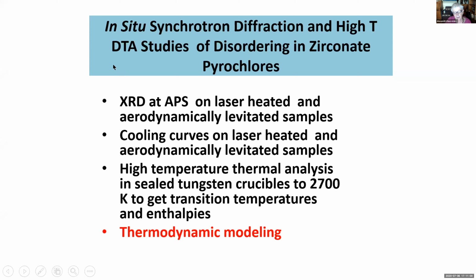And all of these things benefit from first principles modeling of the energetics. I should say also that the high temperature X-ray diffraction, of course, gives us lattice parameters, thermal expansion, and volume changes on phase transitions and on melting. Those are other things that we can compare with theoretical values, and generally with rather satisfactory comparisons.